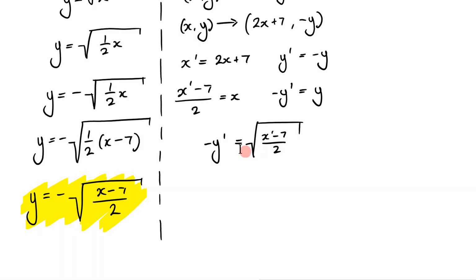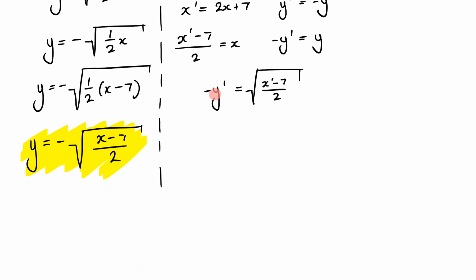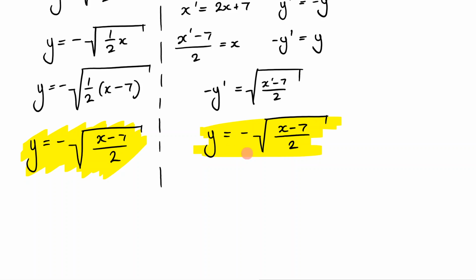And then the last step is that you drop the dashes, and of course this side can be divided by negative 1, this side can be divided by negative 1. So I'm going to be left with negative the square root of x minus 7 over 2. And as you can see, that is the same thing that we got over here. So this is the same as this. Negative x minus 7 over 2. So this is just the two ways of going about it.